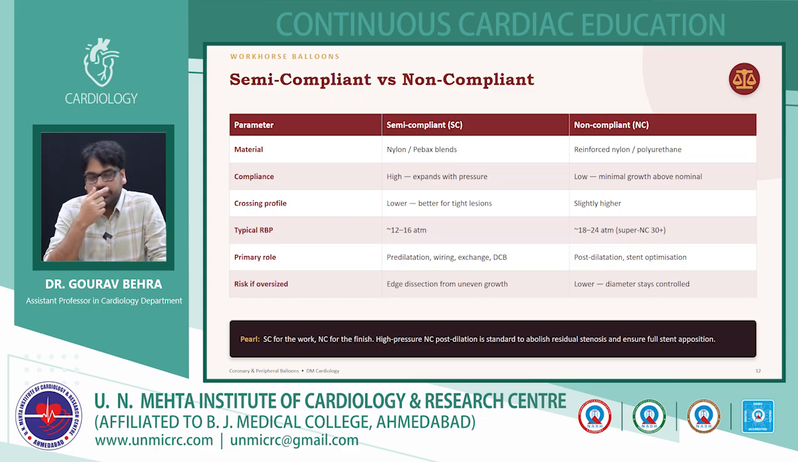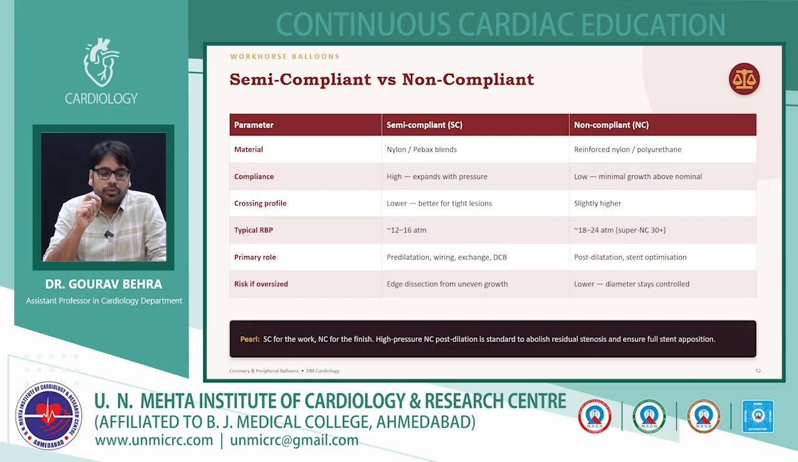So coming to the chart that clearly defines the difference between the semi-compliant and non-compliant balloon. They're very important. Semi-compliant balloon is mainly made up of nylon and Pebax blends, whereas non-compliant are polyurethane based. As known, compliance is high, it expands with the pressure, but non-compliant has minimal growth. Semi-compliant has a better crossing profile, therefore it is used for pre-dilatation, whereas the crossing profile of NC is slightly higher. Rated burst pressure is usually 12 to 16 with semi-compliant, but you can go to higher pressure with non-compliant balloons, and in the special scenario of OPN balloons, we are talking about double layer balloons, pressure more than 30.